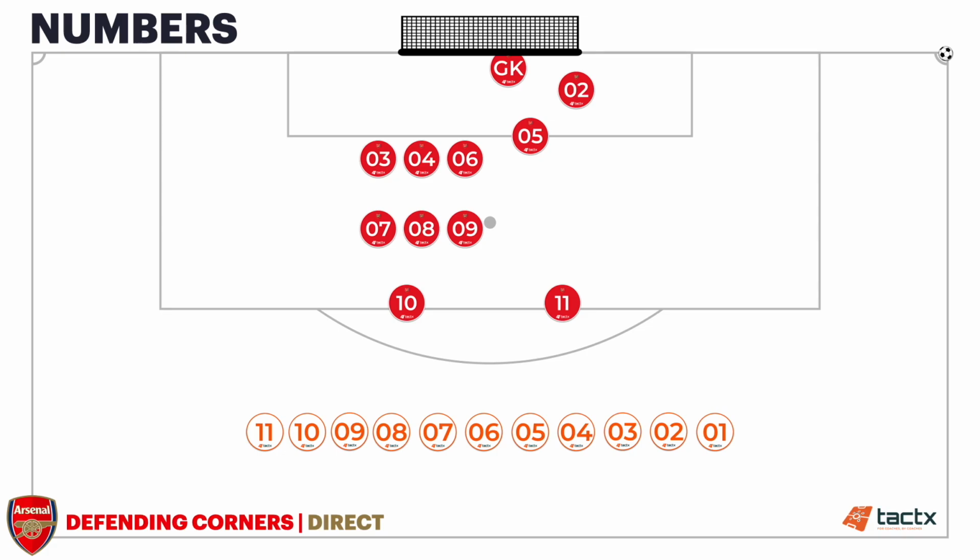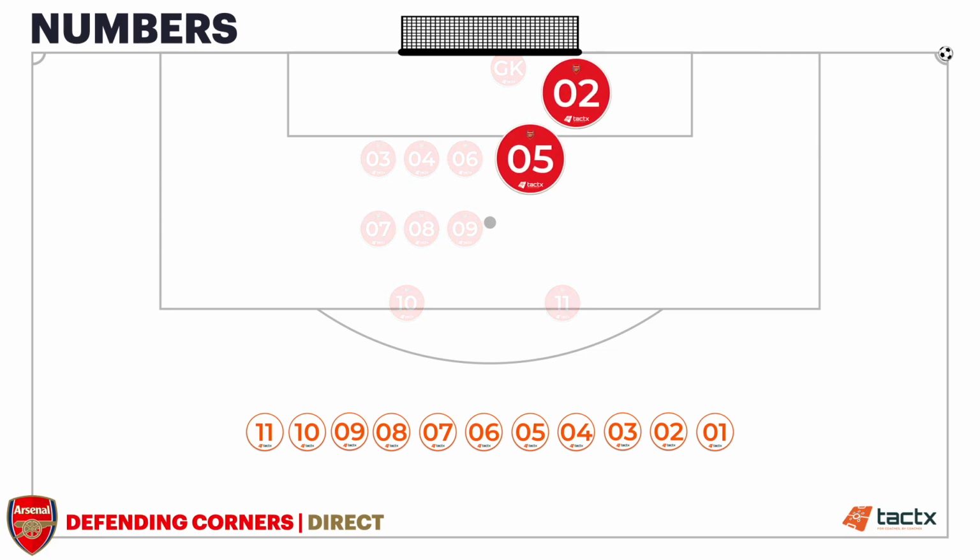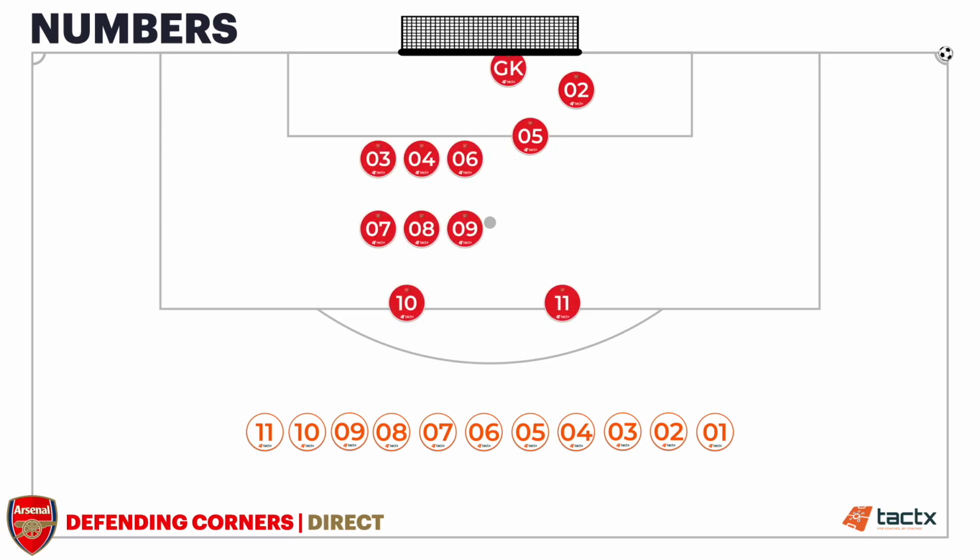Arsenal are quite clever in terms of changing their defensive structure, but in the main, they generally use two zonal marking players. The two zonal marking players are Gabriel and Kai Havertz when both play. This leaves 8 players to then mark.